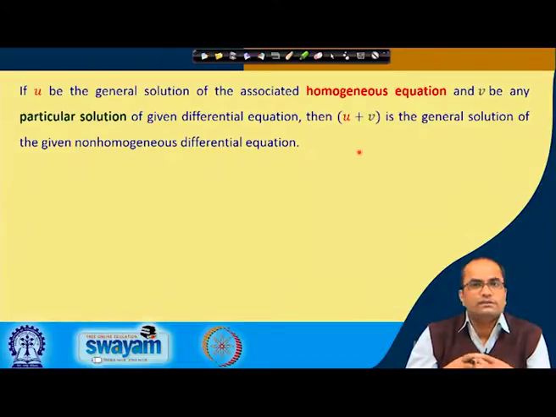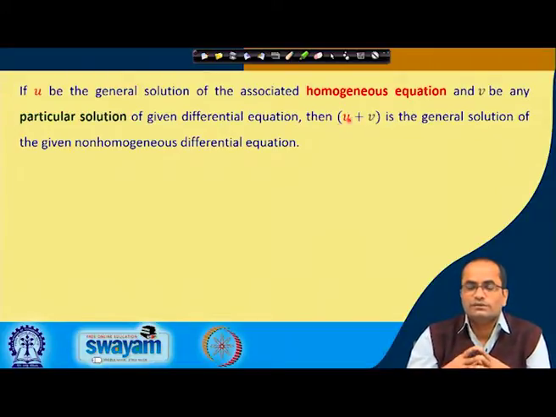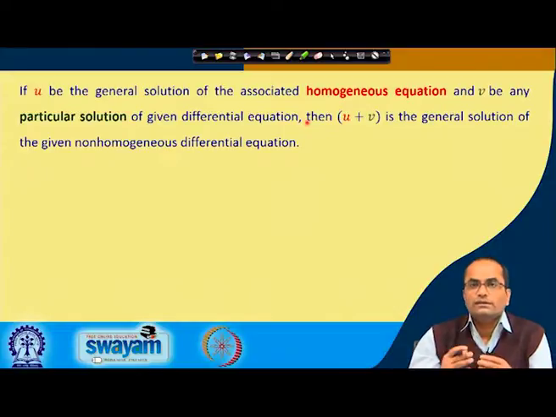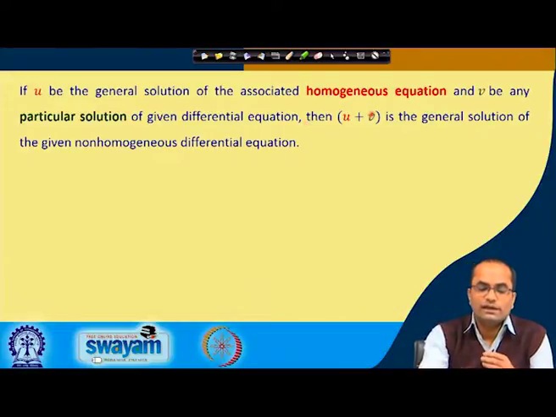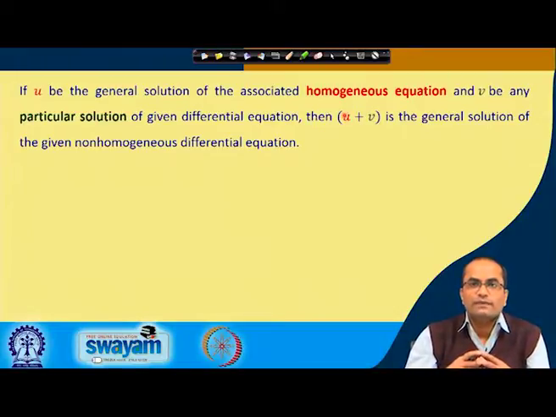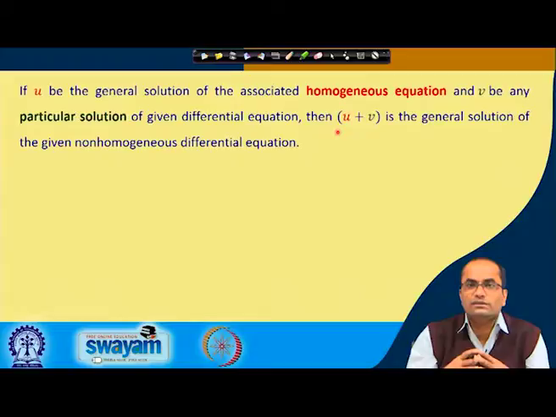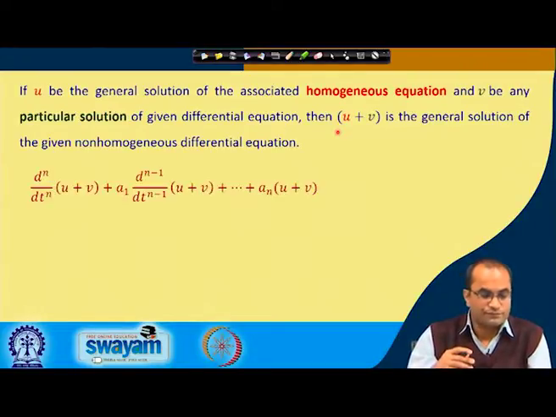How do we check that this is a general solution or not? This solution should have n arbitrary constants, and u itself has n arbitrary constants, and it should satisfy the given differential equation. So to prove that this is a general solution, we check that u plus v satisfies the given differential equation. If it does, then naturally it has n arbitrary constants, because u itself has n arbitrary constants, and so it is a general solution of the given differential equation.